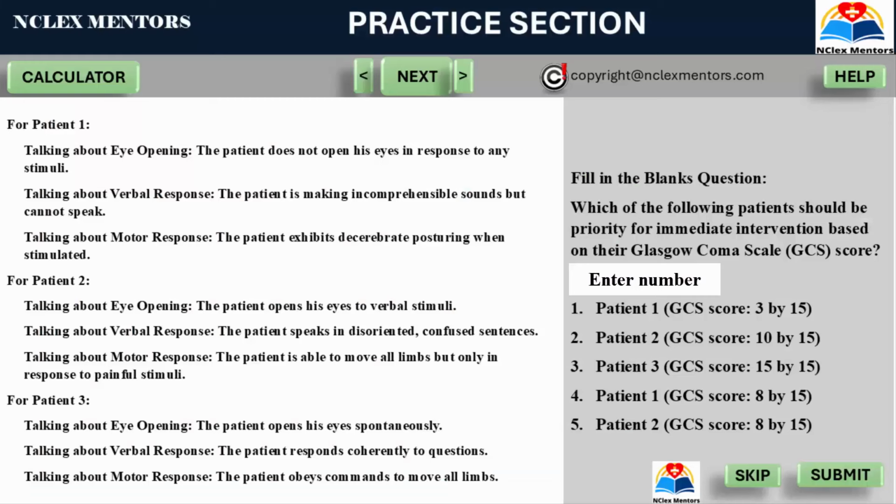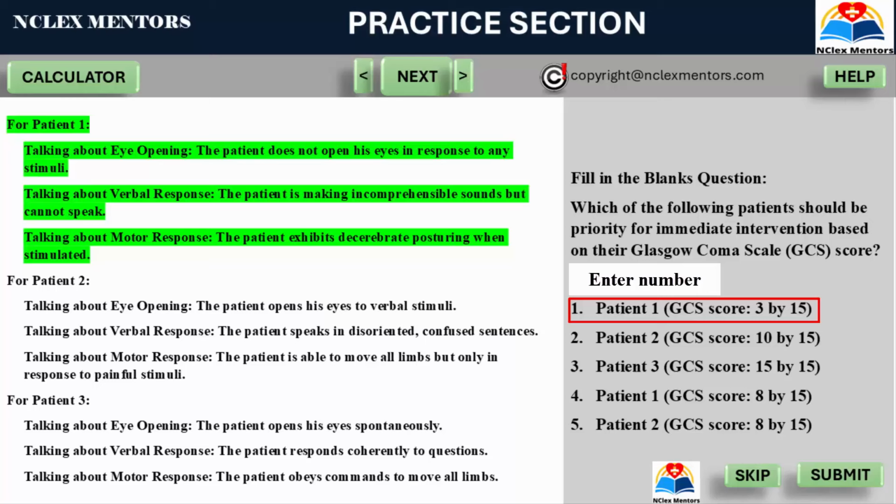Now let's break down the answers. Answer explanation. Patient 1, GCS 3 by 15. This patient has the lowest GCS score, meaning there's severe impairment of consciousness. No eye-opening, incomprehensible speech, and decerebrate posturing are signs of major neurological compromise. This patient is at high risk for neurological deterioration and needs immediate intervention. This patient is the priority for intervention, especially for airway management and neurological monitoring.